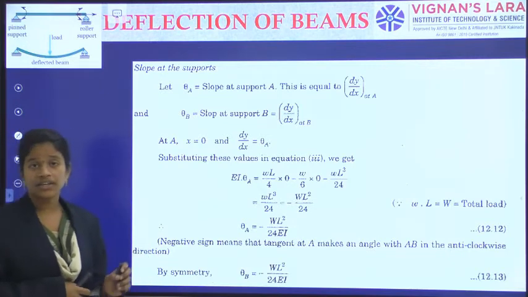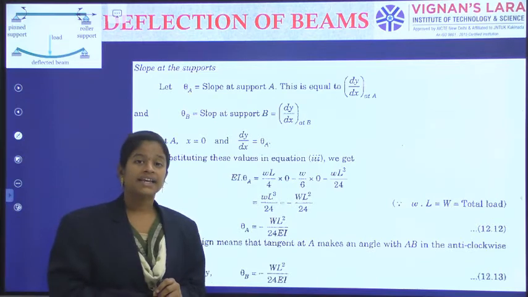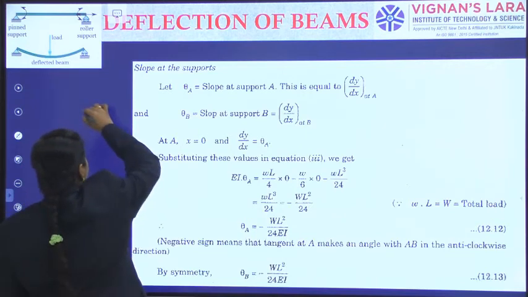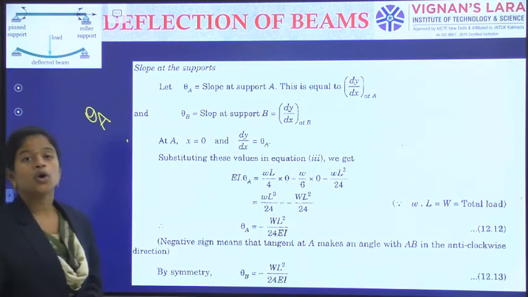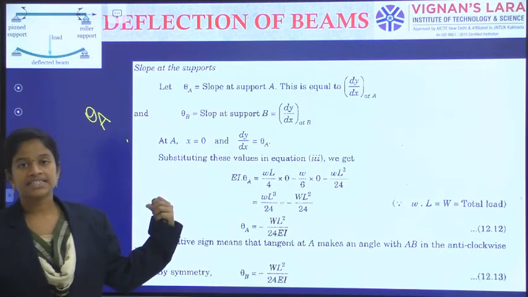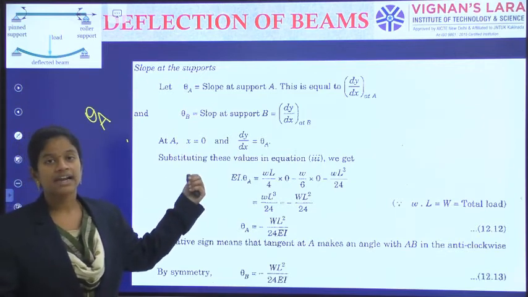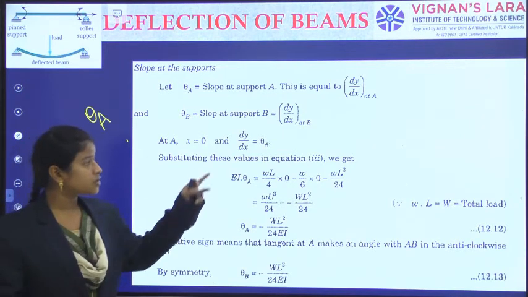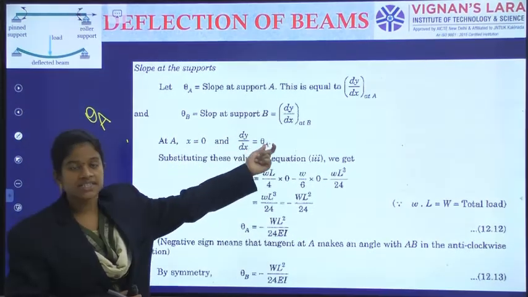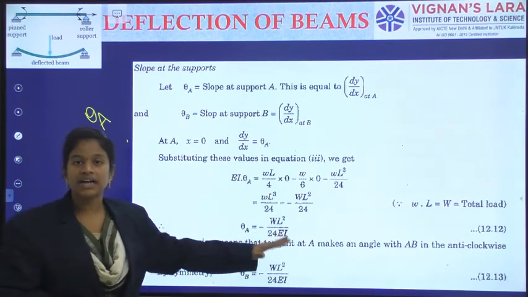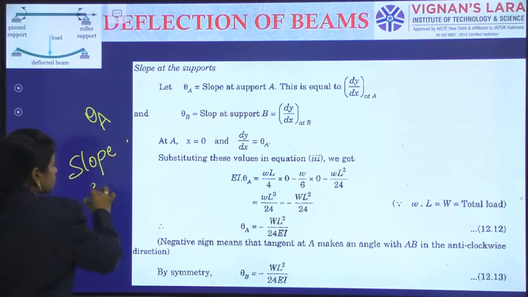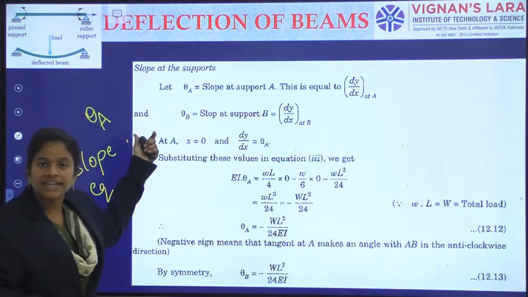Yes, I am calculating the slope at the supports. So slope at the supports means at x is equal to 0, dy by dx, how much? And I am indicating dy by dx as theta a, slope at a. Similarly at b, slope at b. So at x is equal to 0, dy by dx is indicated as theta a, and at x is equal to L, dy by dx is indicated as theta b. So substituting those boundary conditions, with x is equal to 0, dy by dx, which is theta a, we have got the corresponding answer as wl square by 24 EI, simply substituting in the slope equation. Yes, the slope equation will help us evaluate theta a.